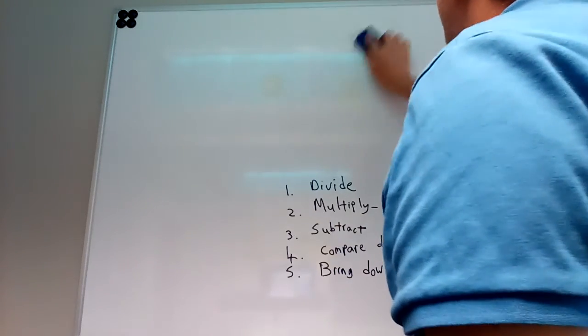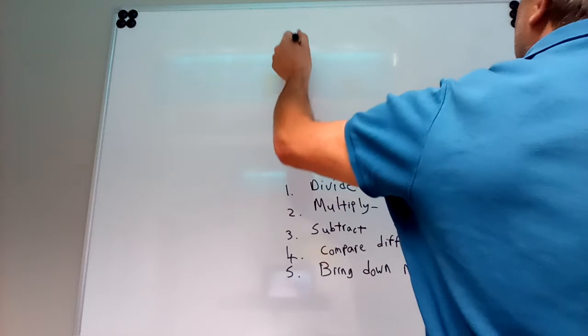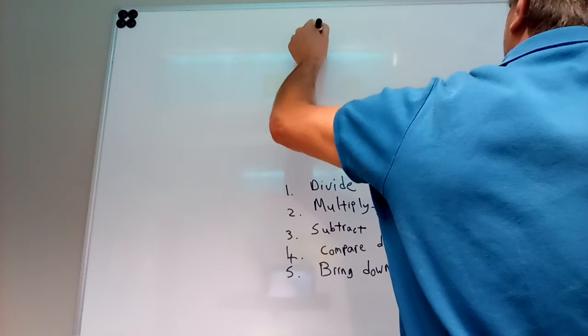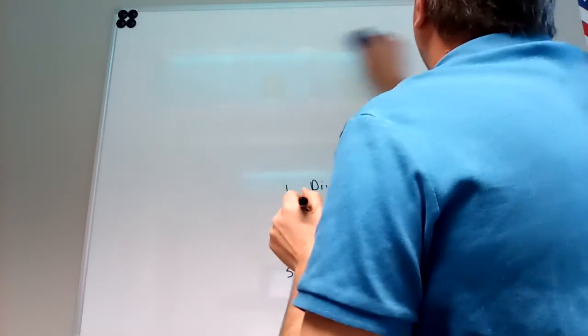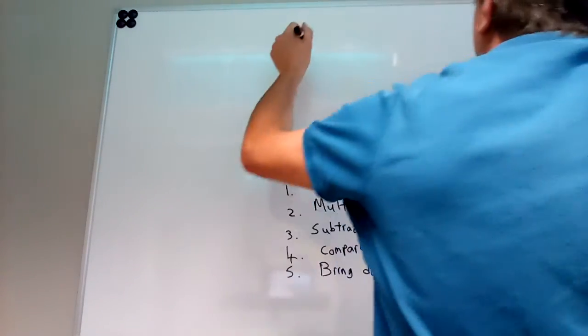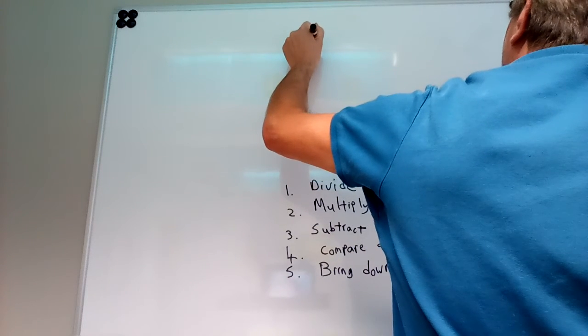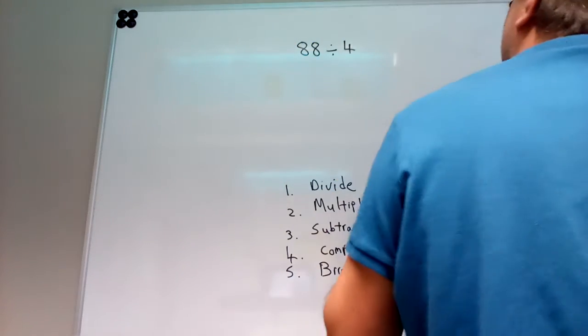Now there's a way to check these division problems. You can check these division problems by multiplying. So let's go with 15 divided by 3. Well, let's do that. That's just something you can't do quite in your head that easily. Let's go with 88 divided by 4. Okay?